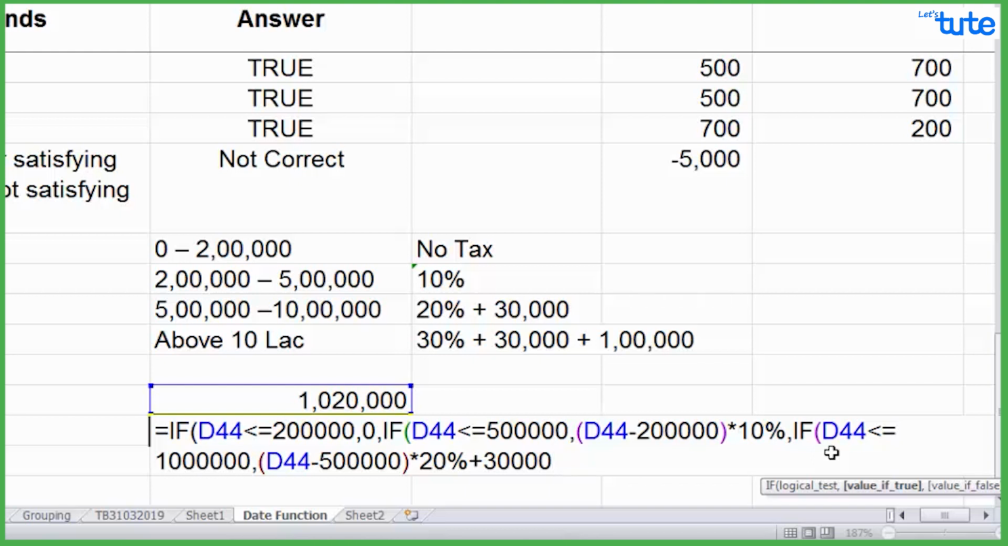And the last condition is, if income is greater than 10 lakh, then your last answer is, you have to open the bracket, D44 minus 10 lakh, bracket close, multiply 30% plus 1,30,000. Okay, clear? Now I am closing the bracket.